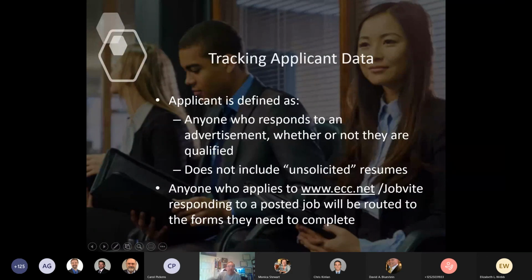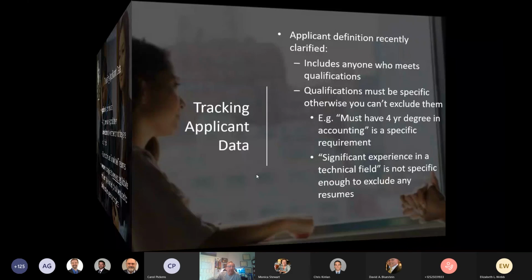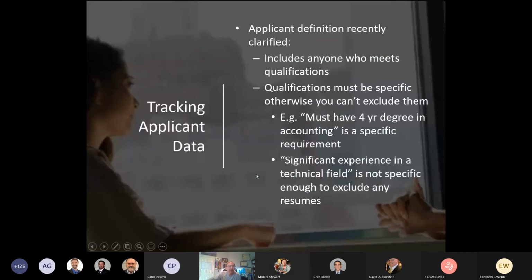The definition was recently clarified in terms of applicants, in terms of discrimination, that an applicant is anybody who meets all the qualifications of the job. And so you need to think through what your job requirement is. This really isn't about affirmative action. This is more about legal discrimination.